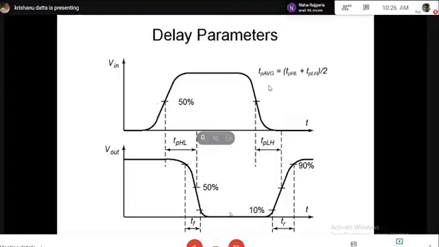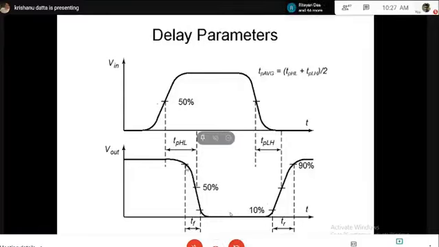Now having said that, there is another type of definition. If you see here, let's say the output is falling from 90% to 10%. You can see these two thresholds, 90 to 10. And in this case, output is rising from 10 to 90. So the time taken for output to fall from 90 to 10 is called fall time. The time taken for output to rise from 10 to 90 is called rise time. So fall time and rise time are another definition for delay calculation.